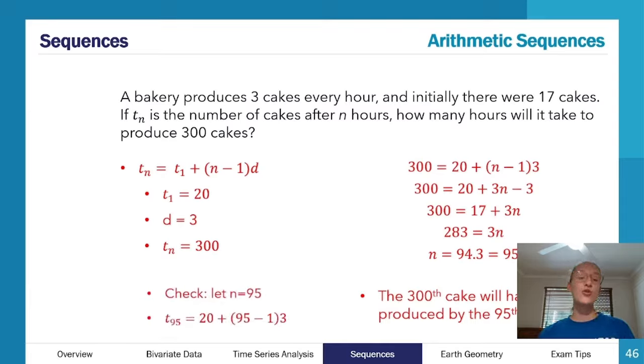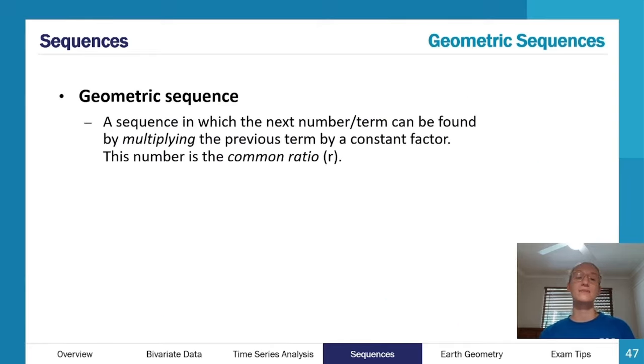And then you can always check by substituting that value for n into your original formula. I can see here that if we let n equal 95, then after that time we will have 302 cakes, which means that by 94 hours we'd only have 299, and that doesn't meet the requirements. So we do indeed have to wait 95 hours to have at least 300 cakes.